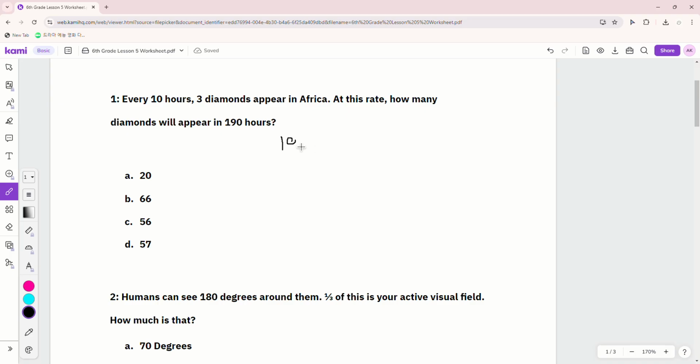Since 190 divided by 10 equals 19, so because it equals 19, you would do 19 times 3 of the diamonds. So bring the 2 over. 3, so 3 plus 2 is 5. So your answer is 57 diamonds.